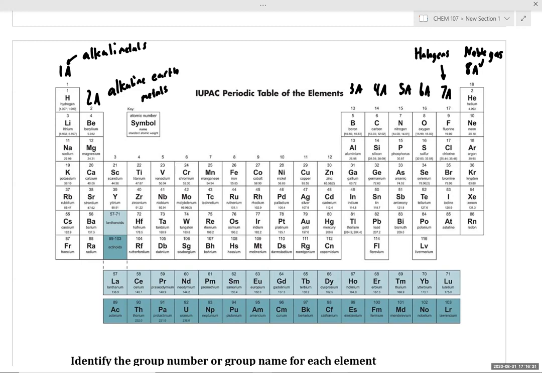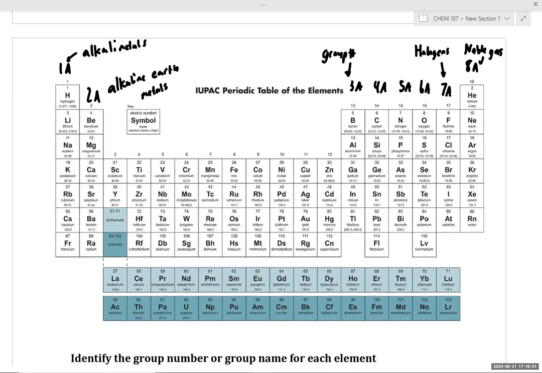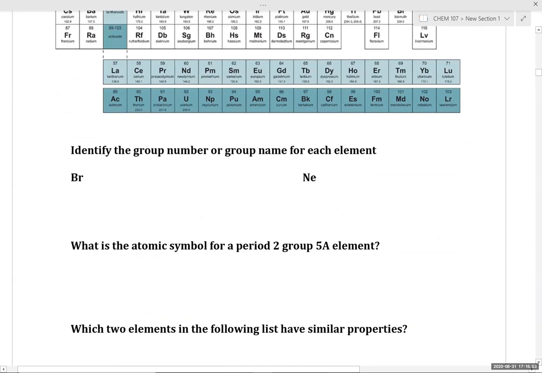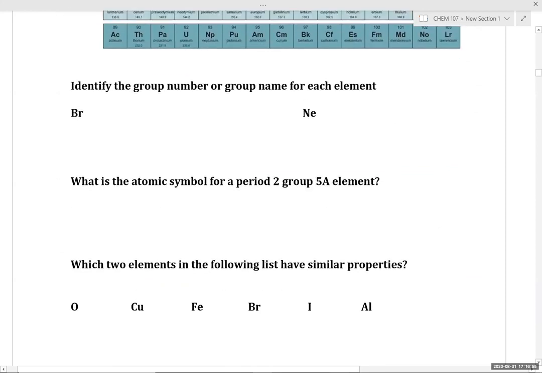So, just as a reminder, this number above each column is known as the group number, and it's important to be able to identify a group number as it's tied to common periodic trends. So let's take an example. Let's look at an example. So we're asked to work through the following 3 little questions.